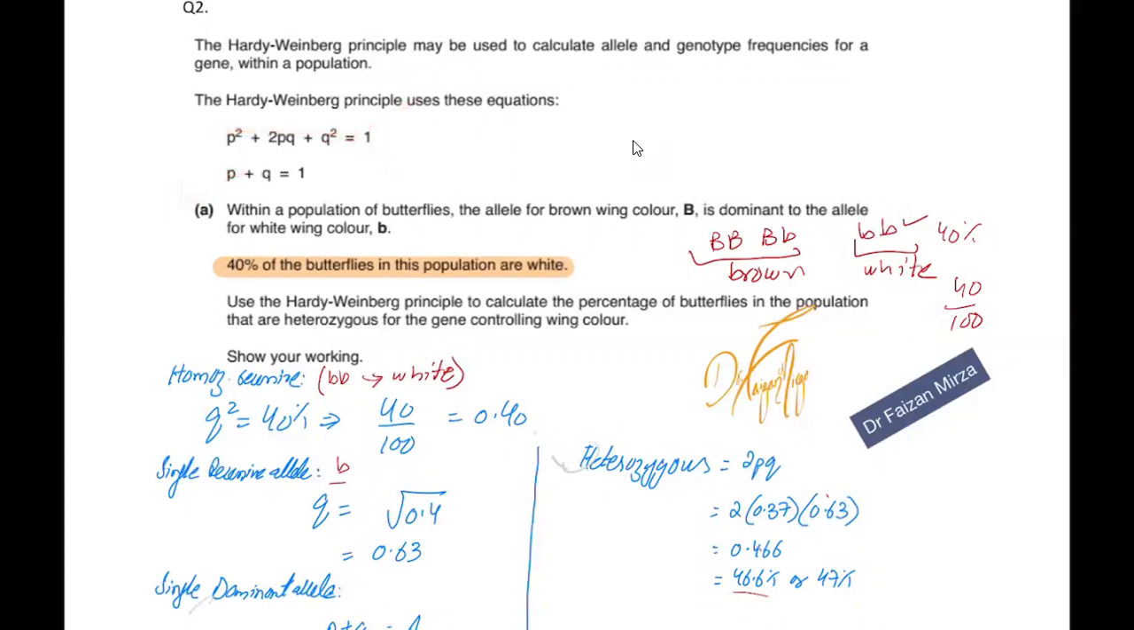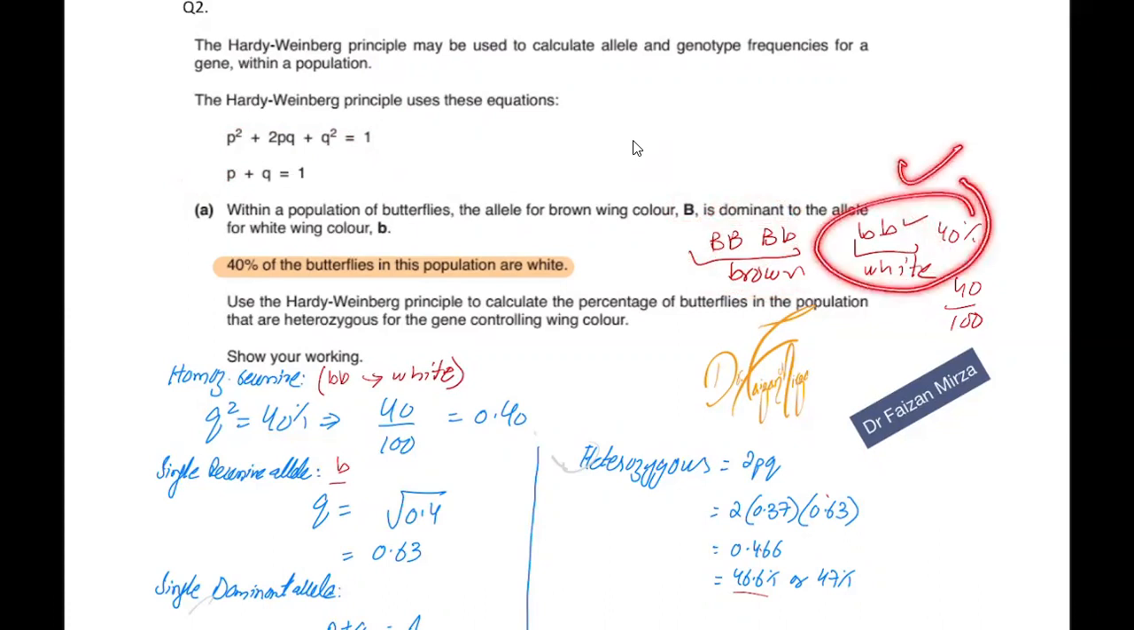So within a population of butterflies, the allele for brown wing color, capital B, is dominant to the allele for white wing color, which is small b. So we know that all browns are capital B capital B or capital B small b, either one of these, and whites will be small b small b. 40% of butterflies in the population are white.